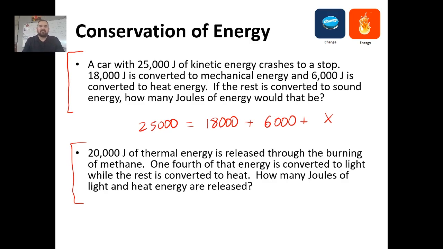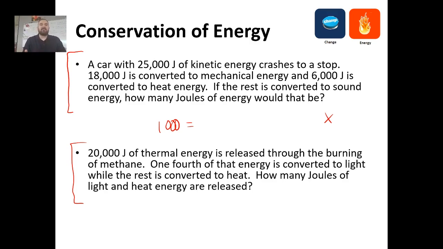So 18 plus 6 is going to be what? 24,000. And then we just need to isolate our variable. To do that, we're going to subtract 24,000 from both sides, which leaves us with what? It leaves us with 1,000. So X equals 1,000. Who got 1,000? So this is a simple type of question. This is what I think they're going to ask you with regard to conservation of energy. So let's go ahead and look at the next one.